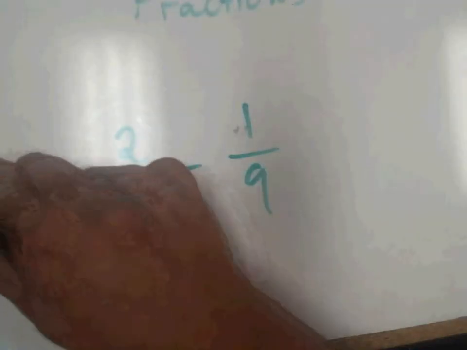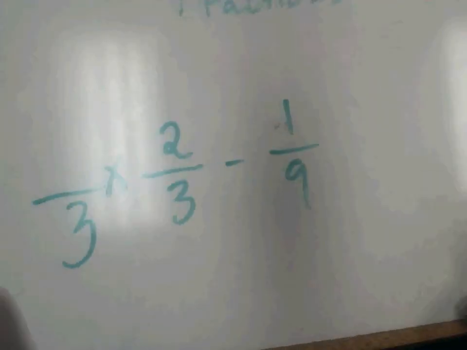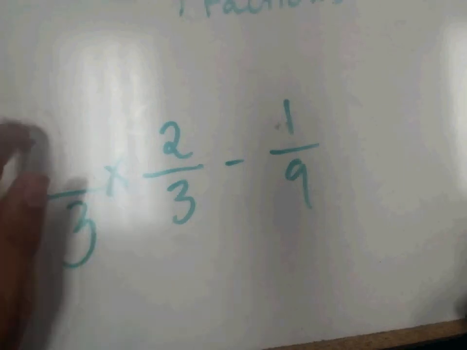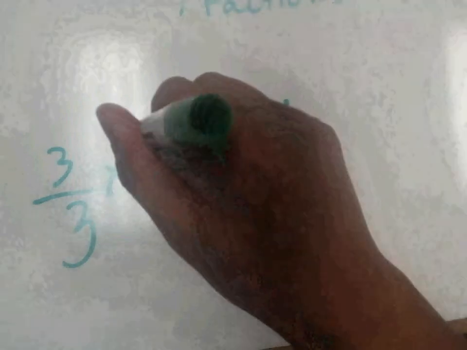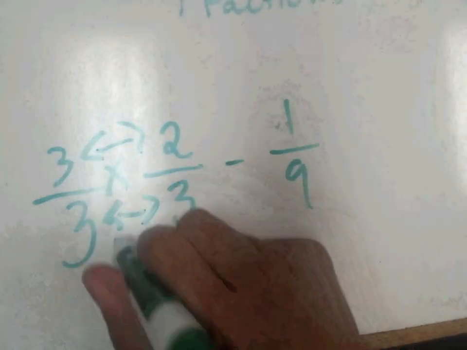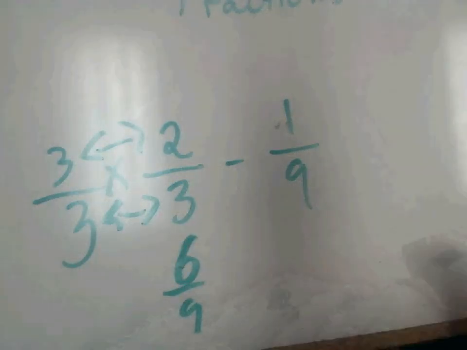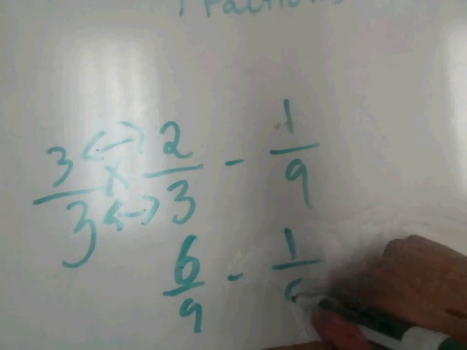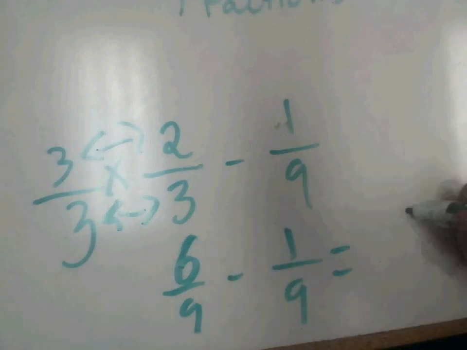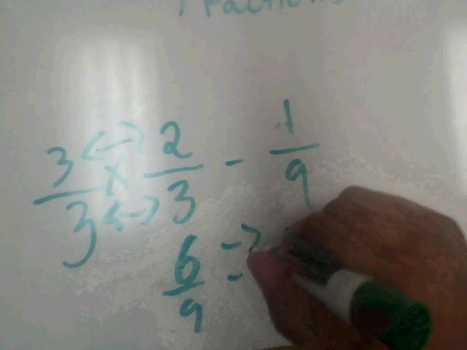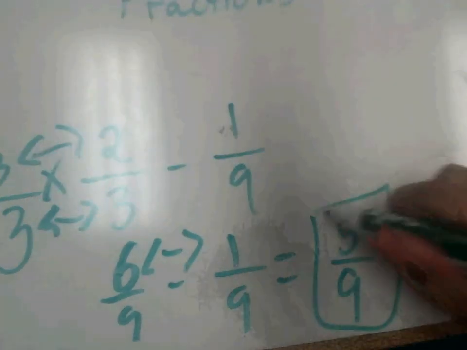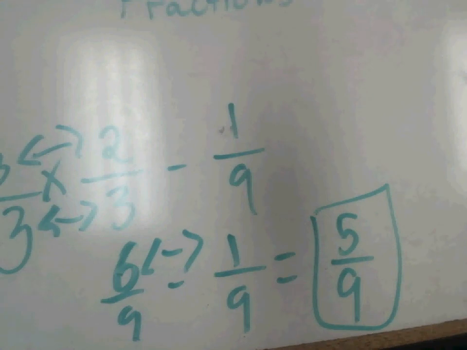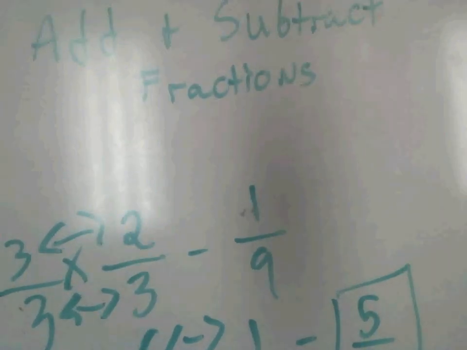We know that 3 times 3 will equal 9. Anything that we do to the denominator, we have to do the exact same thing to the numerator. So times 3, that is going to be 6/9. And then we rewrite it. 6/9 minus 1/9 is obviously 5/9, because we just have to subtract the numerators. Again, we don't touch the denominators. And that is how we add and subtract fractions with both like denominators and unlike denominators.